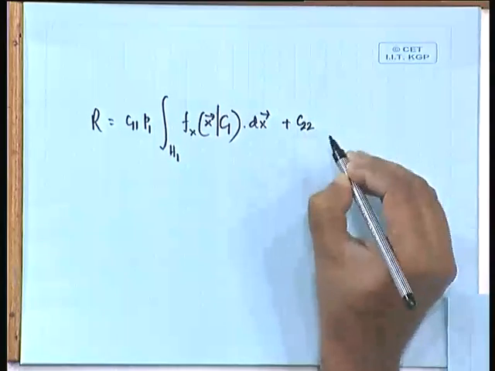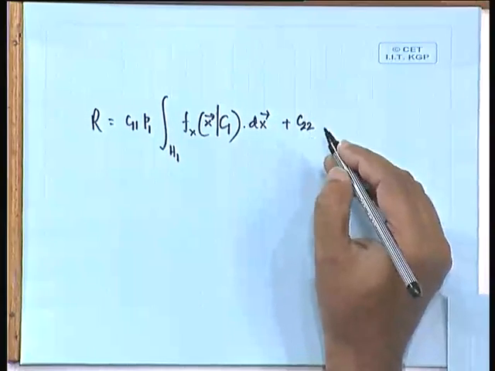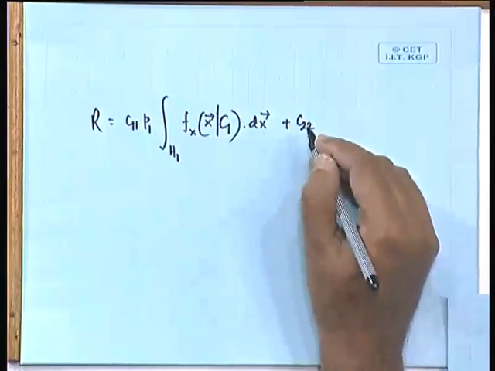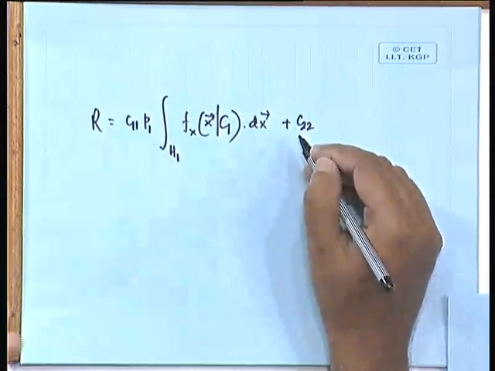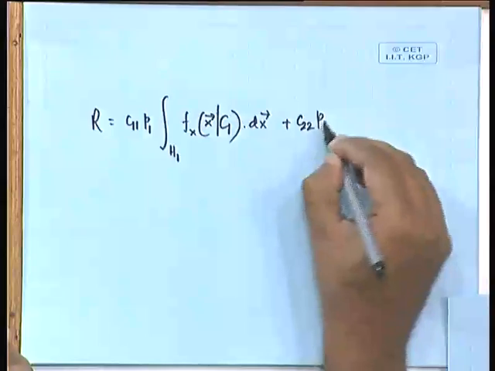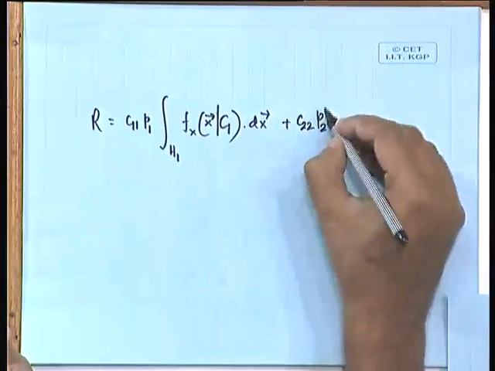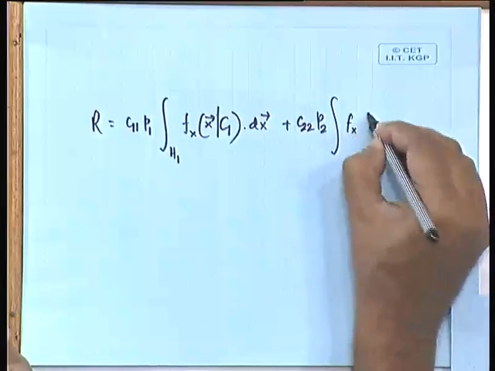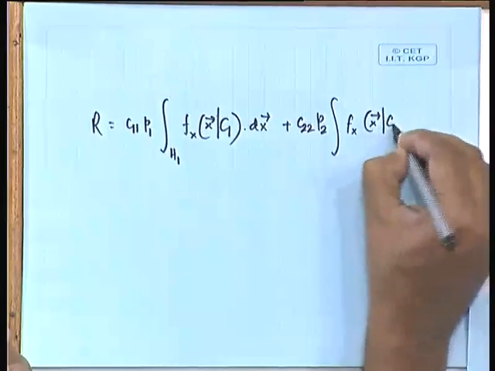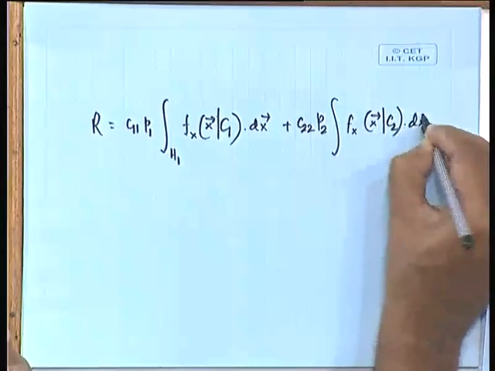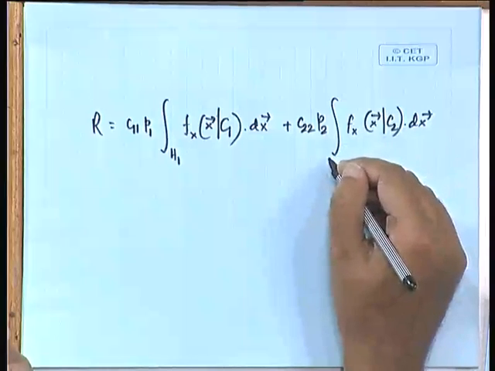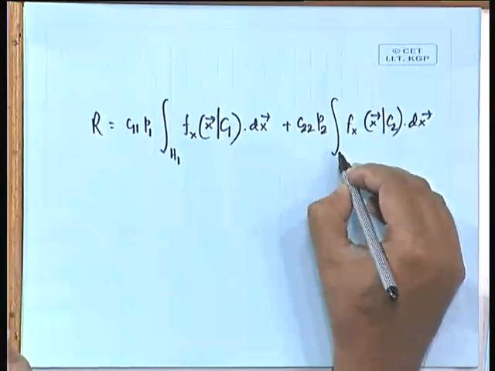So here we consider C22, which is the cost associated with drawing from class 2 and classifying into 2. So it is likewise C22 P2 integral fx of x given C2 dx, and in this case the integration is going to be over H2. That's correct.